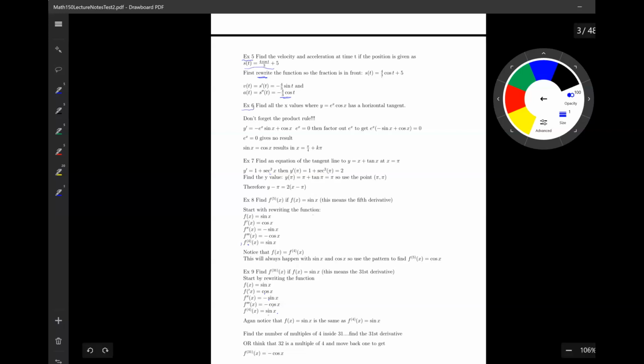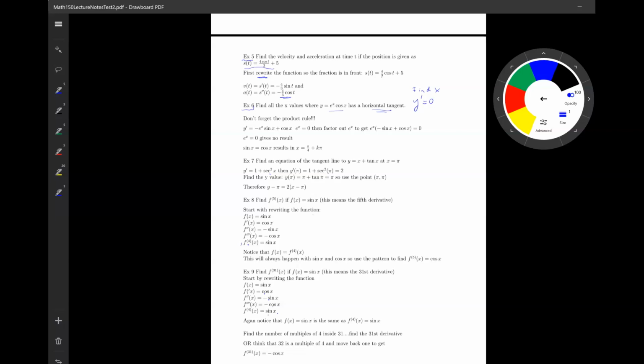All right, example 6. So here's my function. I want to find horizontal tangent. So that's the same thing as saying find those x values where the derivative equals 0. So I see product rule. So first d second, derivative of cosine is negative sine, plus second d first, derivative of e to the x is e to the x.